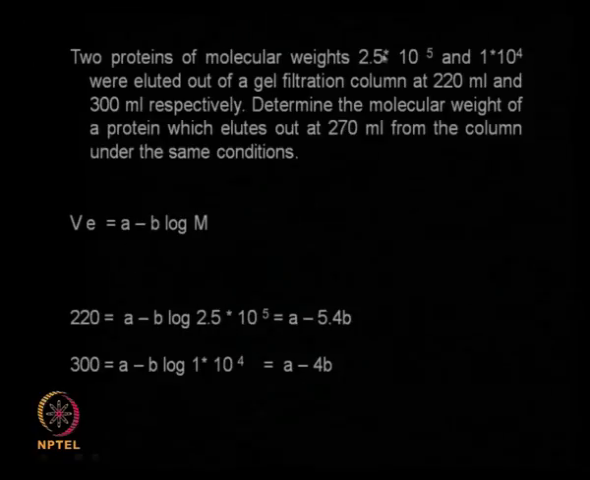So we have one equation, molecular weight of 2.5 into 10 power 5, elution volume is 220. Another equation, molecular weight of 1 into 10 power 4, elution volume is 300. So you substitute them, so you have two equations, two unknowns, A and B. B is the slope, A is the intercept. We can calculate A and B. Once you have calculated A and B, for an unknown protein we know the elution volume VE, so we substitute and we can calculate the molecular weight of the unknown protein. So it is very straightforward.